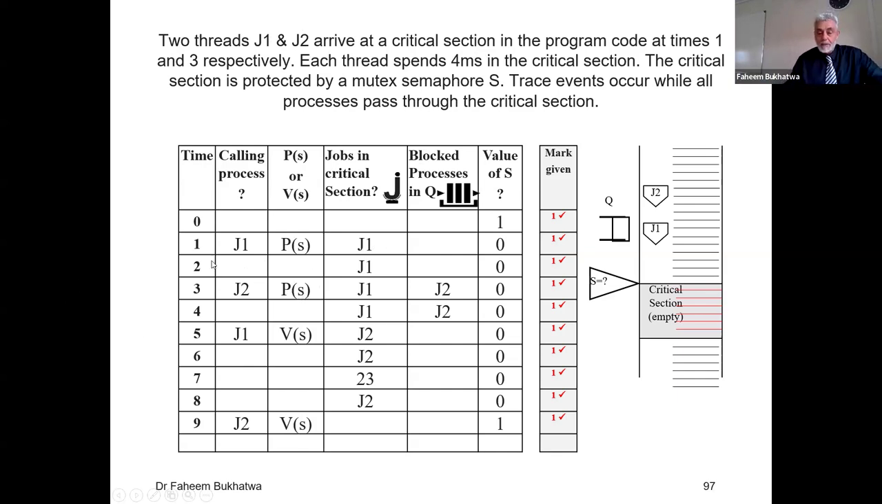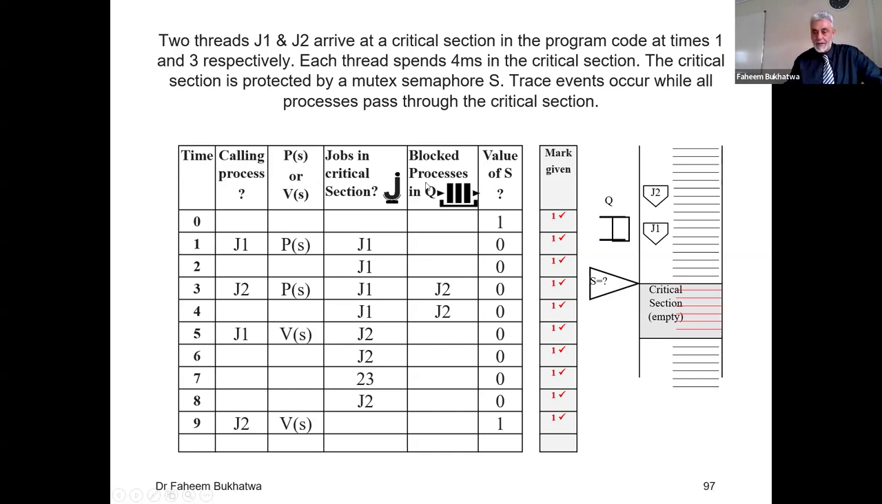So now, we go to time 3. J2 arrives. It issues the P function. That means I want to go into the critical section. Can I go in there? Remember, this is a hotel with 1 room. We already have 1 customer in that room. You look at the number of keys, 0. That means you cannot go in. So you have to wait.